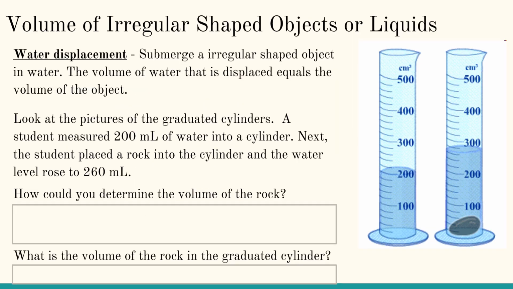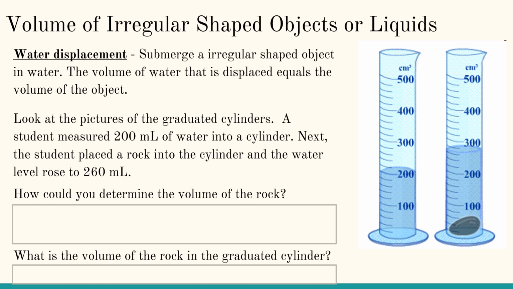Volume of irregular shaped objects or liquids. Water displacement. In this method, you submerge an irregular shaped object in water. The volume of water that is displaced equals the volume of the object. So look at the pictures of the graduated cylinder.